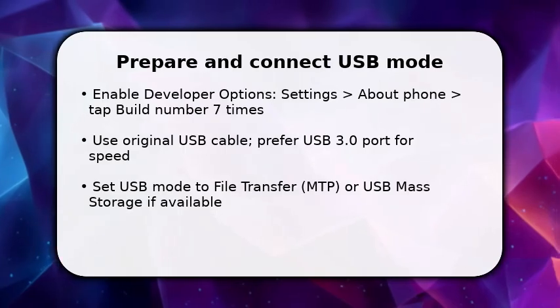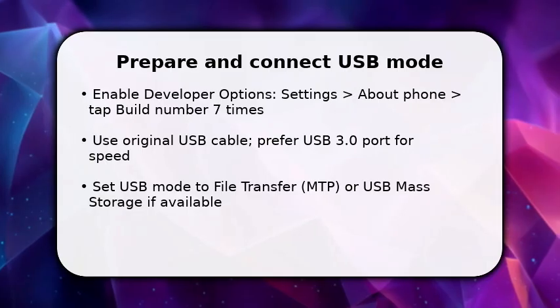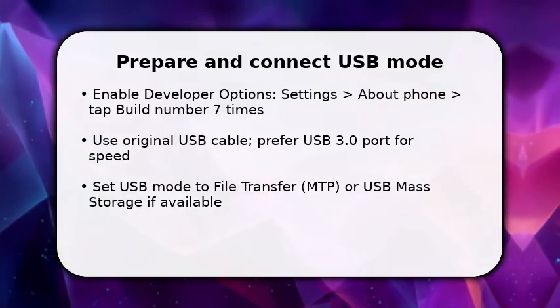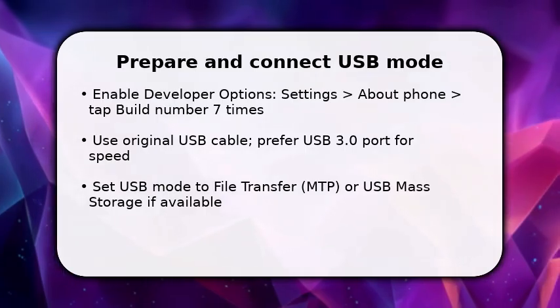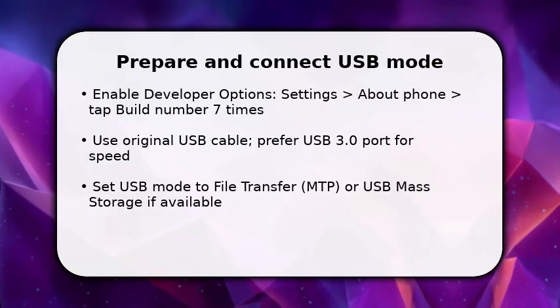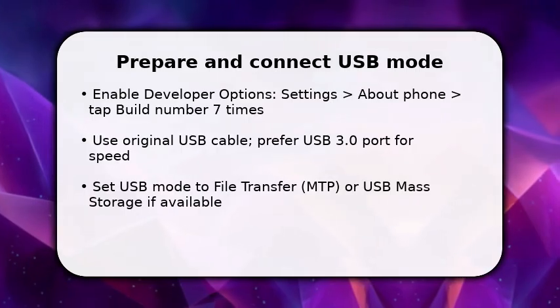Enjoy the video. You start by enabling what lets the phone show up as storage. Go to Settings, tap Build number 7 times to unlock developer options. This exposes USB configuration choices. Once done, plug the phone into a PC using a good cable and choose File Transfer, MTP, from the USB notification so the computer can browse files.